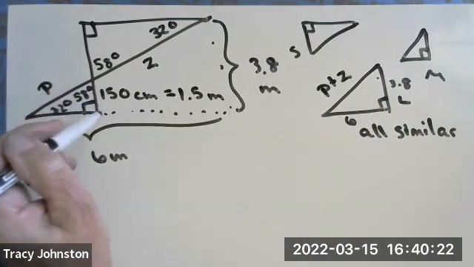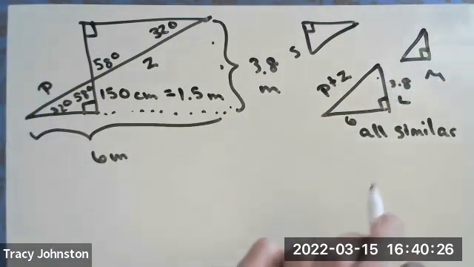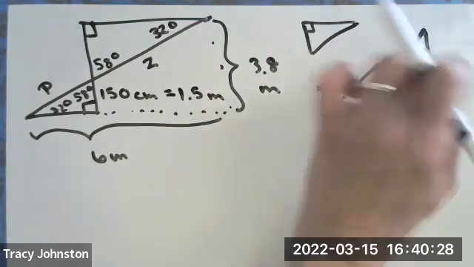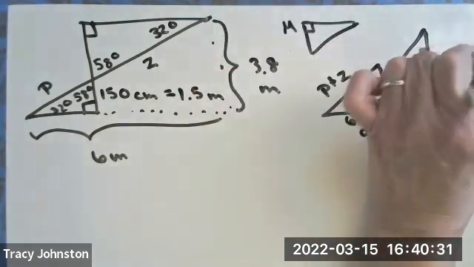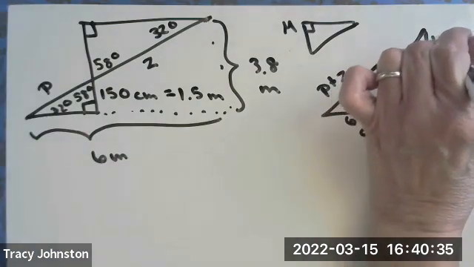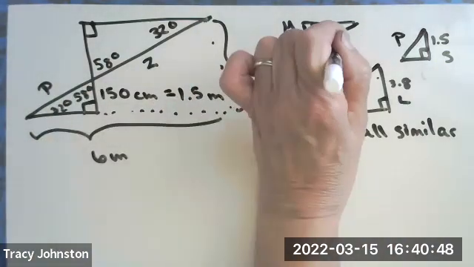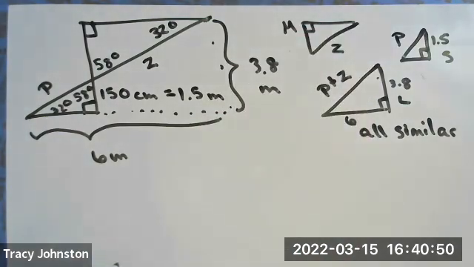Now I also know on my small triangle that, oh, I'm sorry, I labeled these wrong. This is medium and this is small. So I know on my small triangle that this is 1.5 meters. And I don't have any other given information, but I can start labeling the parts. On the small triangle, this is P. On the medium triangle, this is Z.